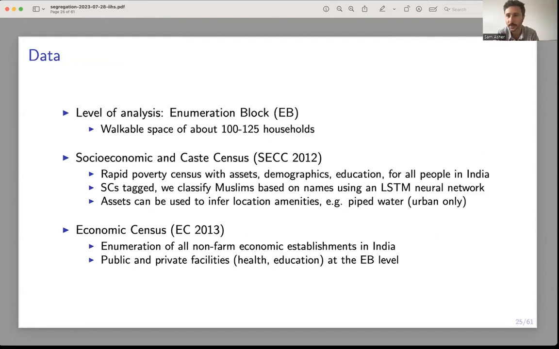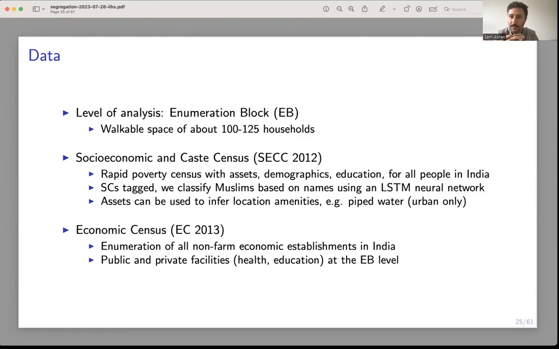Okay, so how are we going to do this? I won't bore you with all the details of the data, but basically we spent many years putting together enumeration block data on both who lives there and what these neighborhoods actually look like. An enumeration block is the smallest unit that the census collects data in. It's supposed to be a walkable space of about 100 to 125 households.